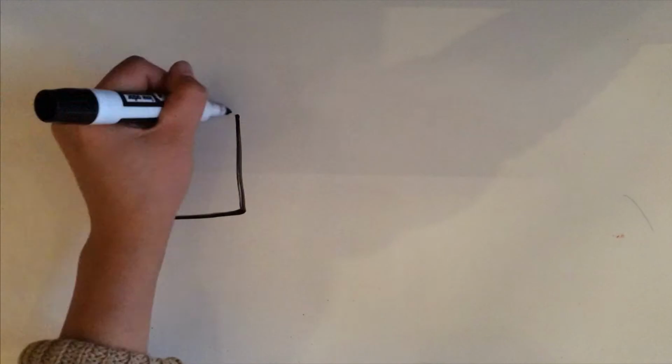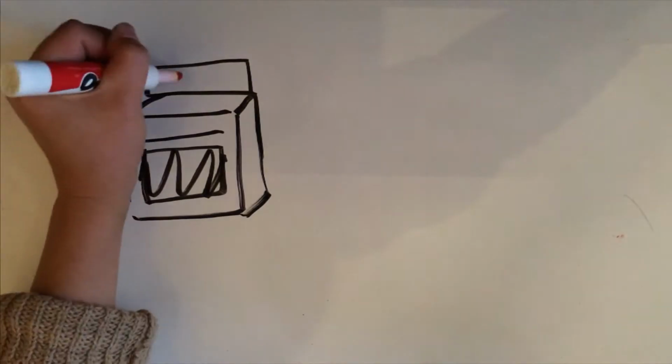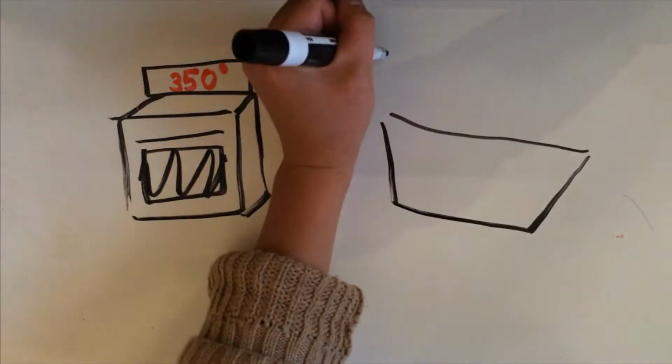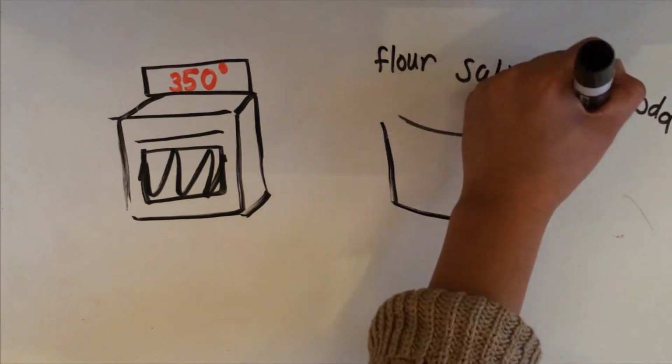Step 1. Preheat your oven to 350 degrees Fahrenheit. Whisk the flour, salt, baking soda, and baking powder together in a large bowl.